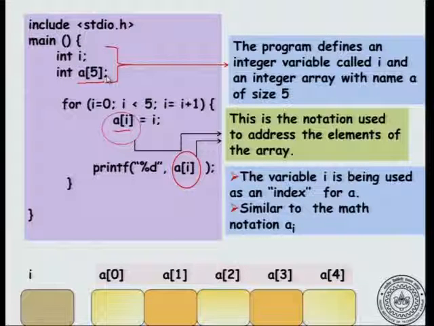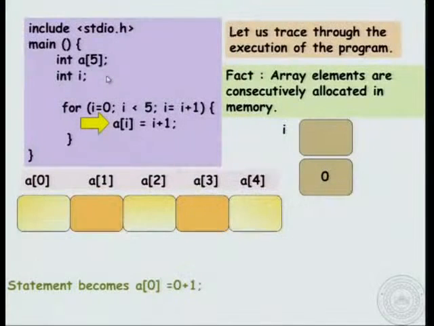Okay, so the variable i is being used as an index for a. That means a[i] will pick the ith element in the array. Now this is similar to the mathematical notation a subscript i, which is what we normally use for vectors and matrices. Okay, so let's run through the program once to see what it's doing.